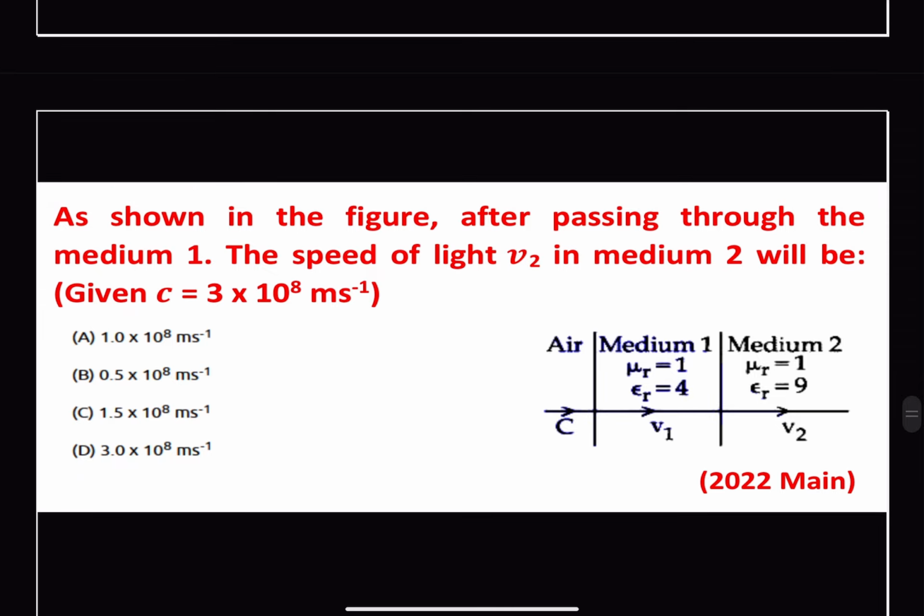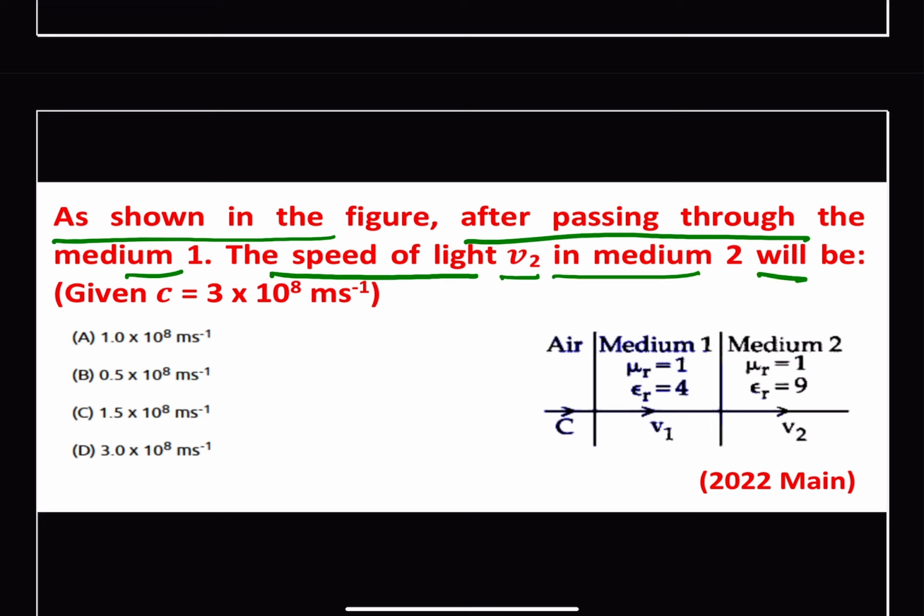Next question. It states that, as shown in the figure, after passing through medium 1, the speed of light v2 in medium 2 will be, okay, and c is given to us. So we have to find out the speed of the light after passing medium 1. Speed of light after passing medium 2, that is our v2, we need to find out.